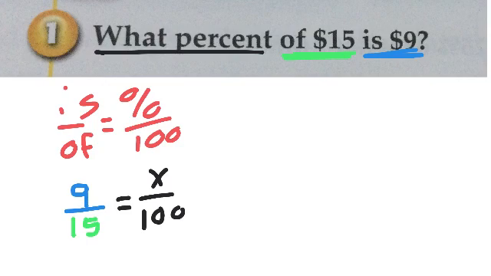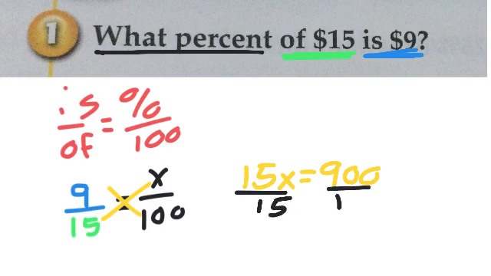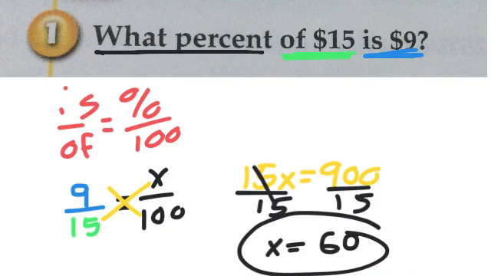So I have this proportion set up using an is over of formula. Now remember, when we have a proportion, fraction equal to a fraction, cross multiply and set them equal. 15 times x is 15x. 9 times 100 is 900. Now x is being multiplied by 15, so I divide by 15 on both sides. That tells me x equals, that would be 60. So the answer is 60%. 9 is 60% of $15.